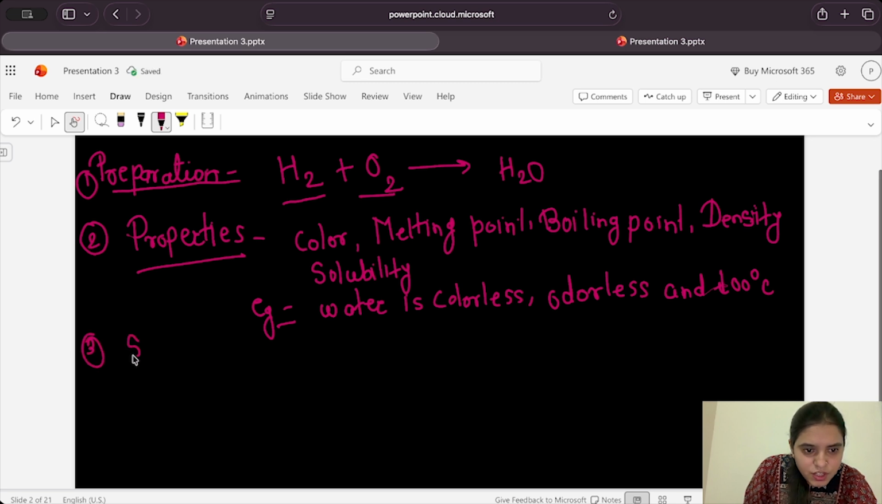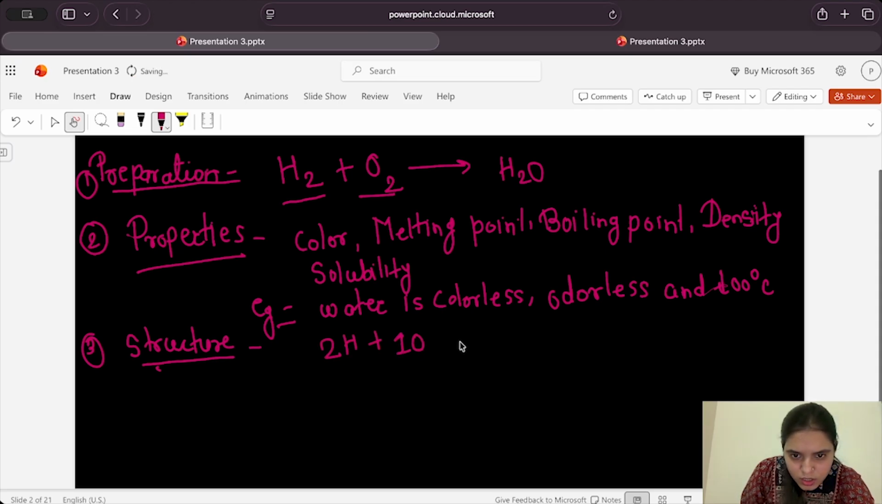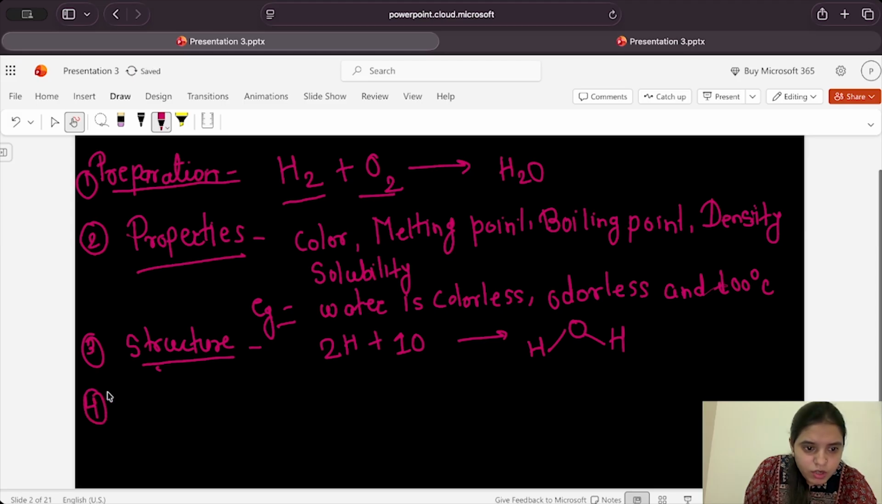Then next term is structure. Structure refers to how atoms are arranged and bonded in a substance. So, do you know the structure of water or NaCl or any other compound? Let me give the example of H2O. The water molecule contains 2 hydrogen plus 1 oxygen. So, it has 1 oxygen and 2 hydrogen. So, this is the structure of water. There are many different types of structure in chemistry of particular compounds.